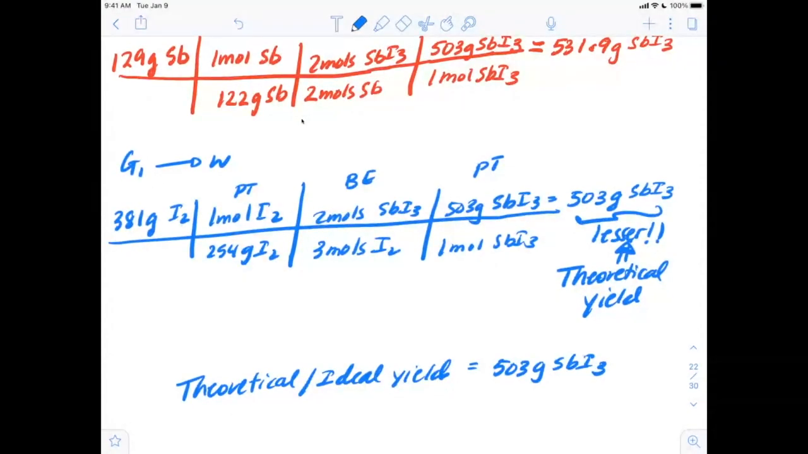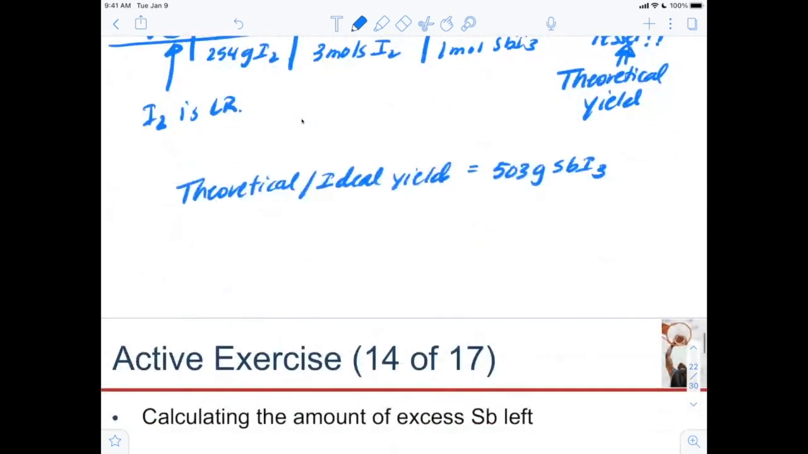Well, which one of the two reagents or reactants produced that amount? It was I2. So for that reason, I2 is the limiting reagent. So if you're asked, limiting reagent is I2. Okay, final question.